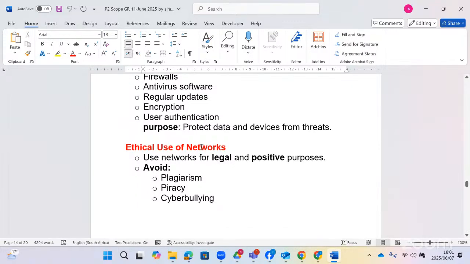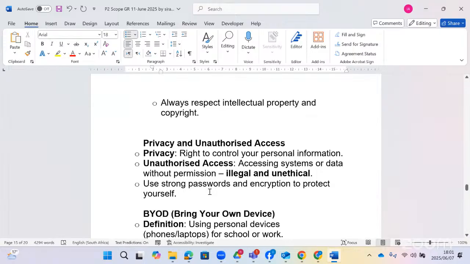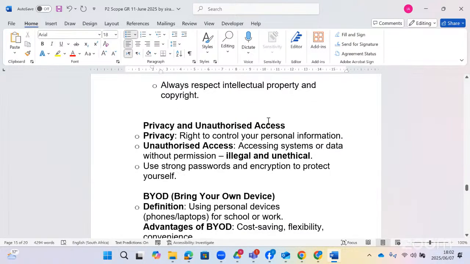Then the ethical use of network, that's the netiquette. Use network for legal and positive purposes. Avoid plagiarism, that is copying somebody's work that is not your own. Piracy, cyberbullying, cyberstalking, and others. Now, privacy and unauthorized access as well. You must know it. Privacy is the right to control your personal information, and unauthorized access of your data is illegal and unethical.